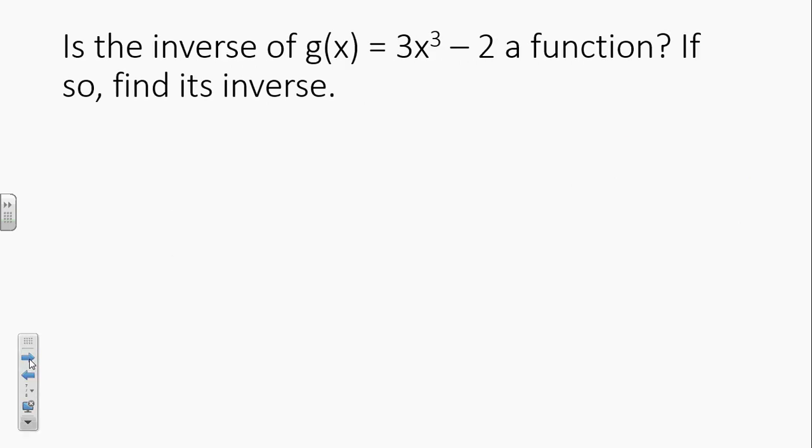So they ask if the inverse of g of x is a function, and if so, they want us to find its inverse. Okay? So, first of all, cubics. Tell me in general, what does the x cubed graph look like? From last week, I think it was, when we did this exploration.